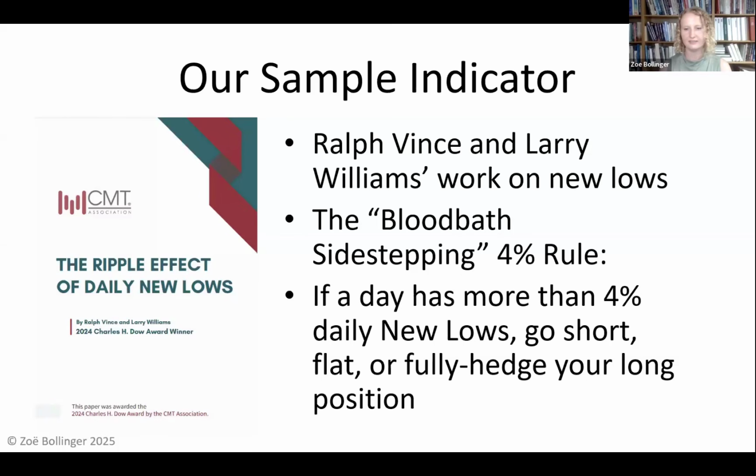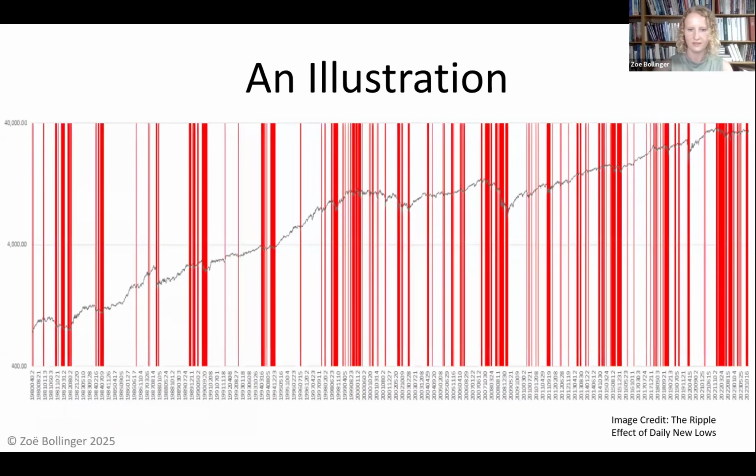Basically, if any given day has more than 4%, sorry, let me back up. So if you're looking at a universe, they use the New York Stock Exchange, everything listed on the New York Stock Exchange. If on any given day, more than 4% of the listed securities on the New York Stock Exchange are making new lows, it's a bad sign and you want to get out of the way. And this is straight from their paper, copied and pasted, an illustration of when that was true. The red bars kind of show us those times.